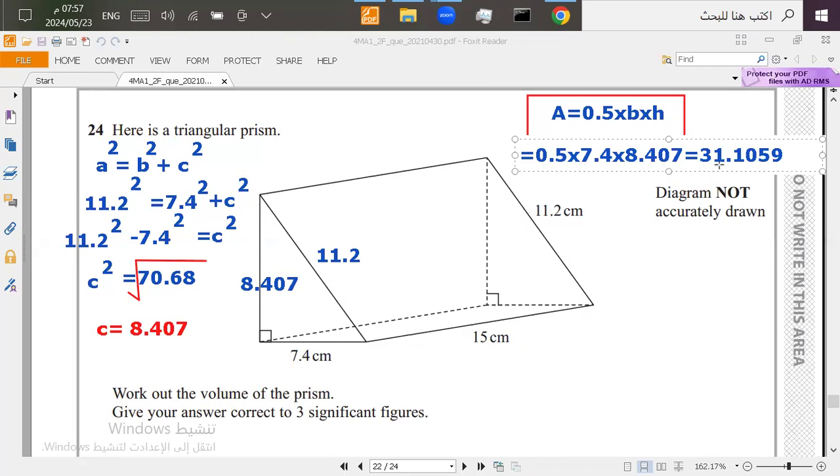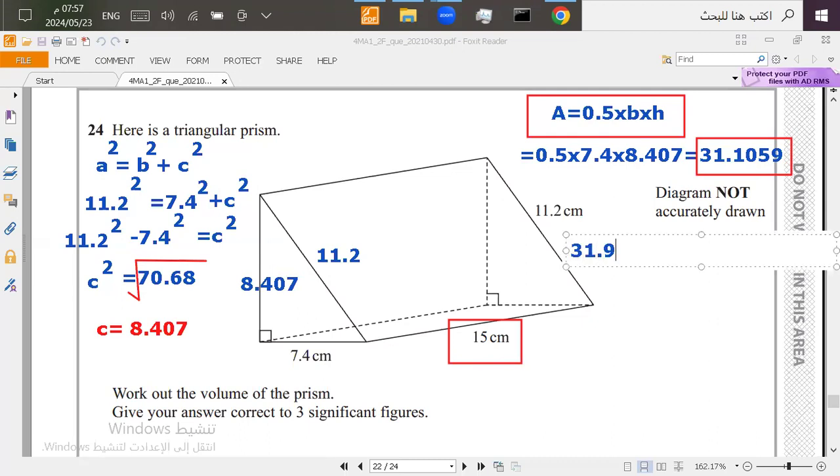Now I'm going to take the area of the triangle, as I said, and multiply it by the length of the prism. This is how you find the volume of the prism. So I'm going to multiply these together: 31.1059 times 15, and I'll get the volume of the prism. And the answer is, let me write it here, 466.5885. This is the total answer.